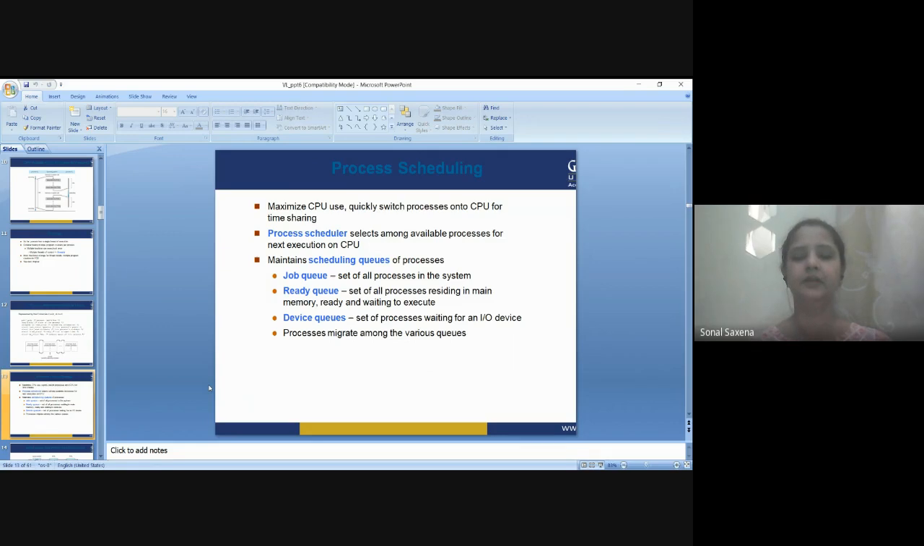Then the process migrates among the various queues. Obviously, let's say your process is in a device queue; once it has got all the resources and all the data to be executed, it will be shifted to the ready queue. So this transition of states always happens in your process. Your process can be in one queue and then it is transferred to another queue. This transition always occurs at some moment of time. So this is all about the process scheduler, how it is going to schedule and manage all these things.